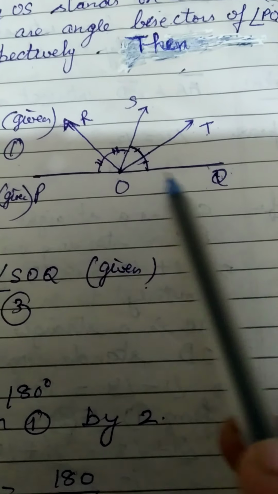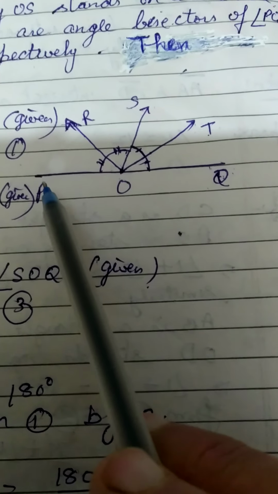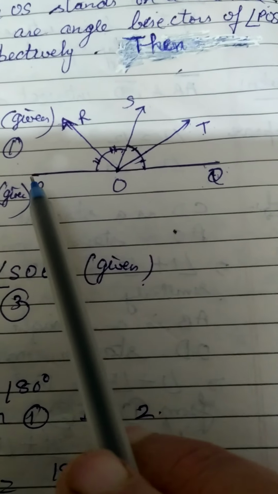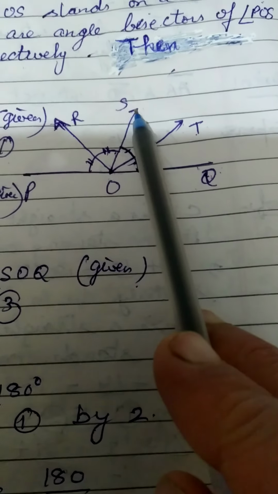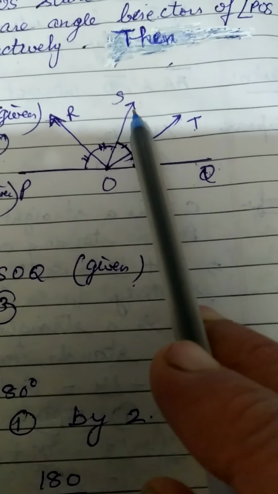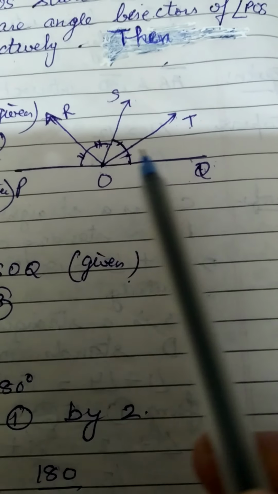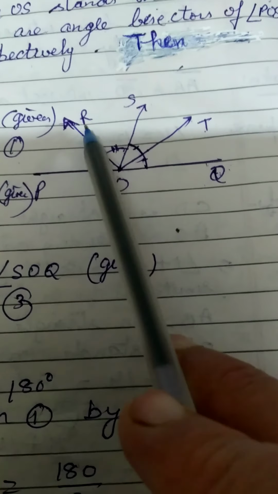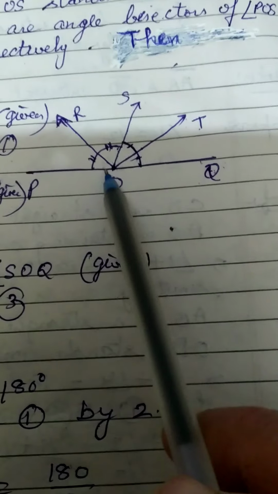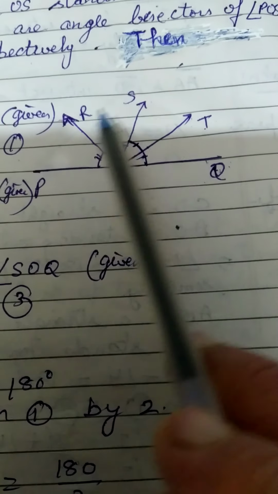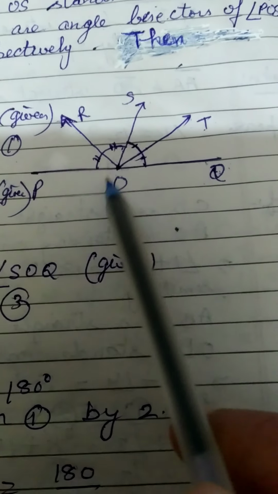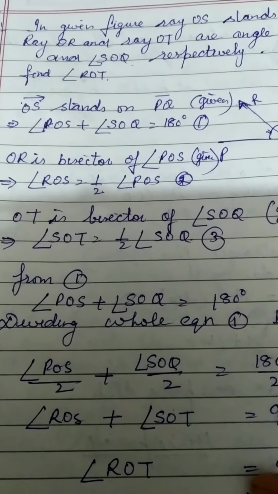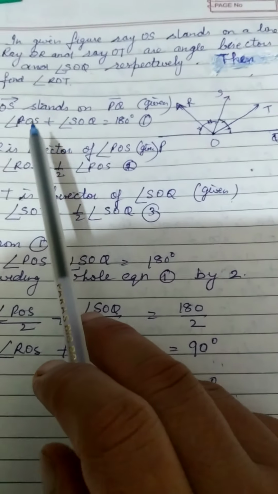Now we come to the point of what we have done by now. POS plus QOS is equal to 180 degrees. Then half of angle POS plus half of angle QOS is equal to 180 by 2, means half of 180. Now half of angle POS is angle ROS and half of angle QOS is angle TOS, means angle ROS plus angle TOS is equal to 180 by 2, that is 90. See here, now you will see it in this question.